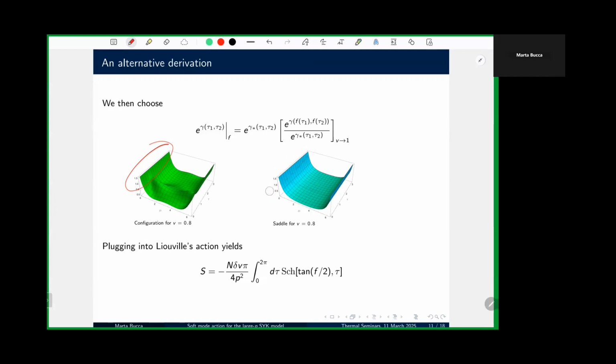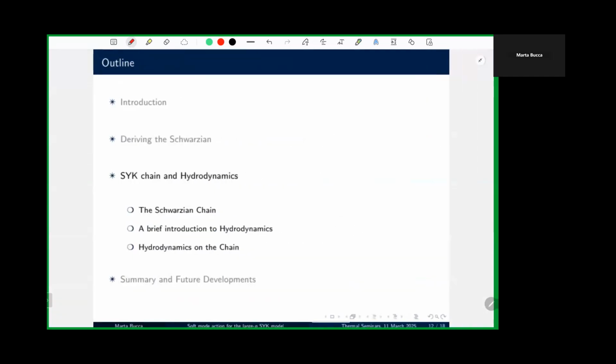So what you do now is you can take this configuration here. You can plug it into your UV action, and after a rather long computation, you once again land on the Schwarzian, the thermal Schwarzian. And the prefactor is exactly the same as the one we found from our BCFT approach and is once again consistent with literature results. So this concludes the first half of our talk.